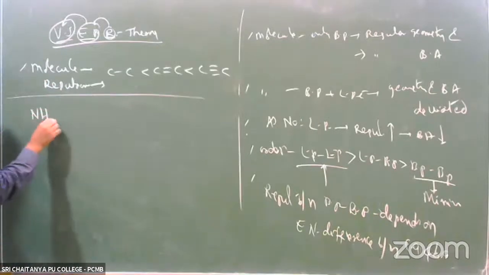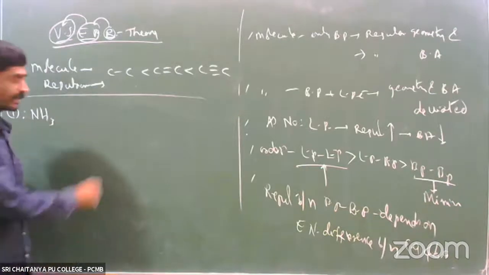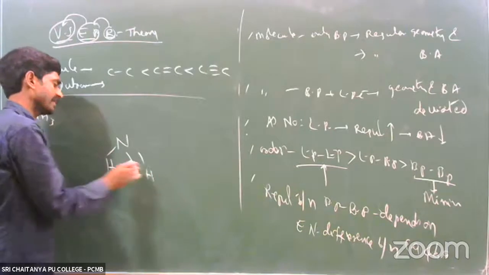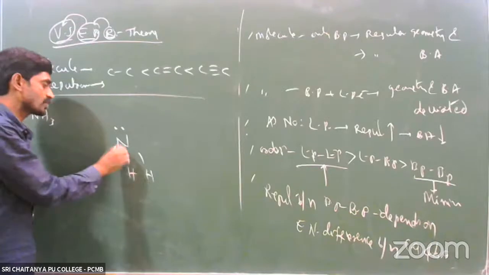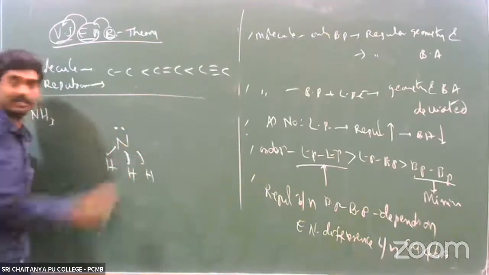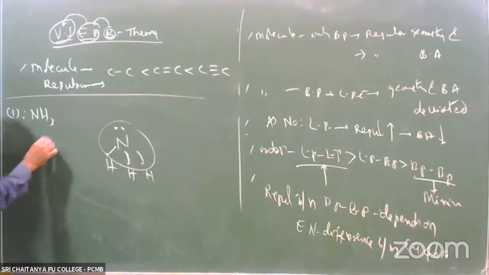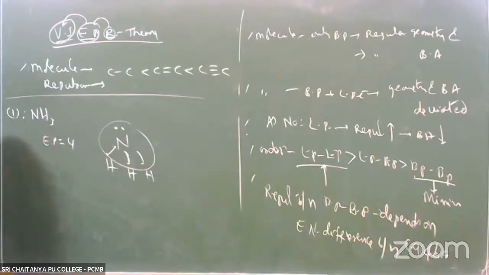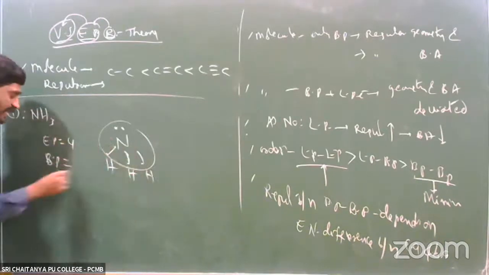For example, VSEPR theory is applied first to the ammonia molecule. Here, three hydrogens are there and one lone pair is there. Nitrogen has 5 valence electrons, so 1, 2, 3, 4, 5. Hydrogen has 1 electron, right? Now, around the central atom nitrogen, how many electron pairs are there? 1, 2, 3, 4. Four electron pairs are there around the central atom. Among that, how many bond pairs are there? This one pair, this one pair, this one pair. So three bond pairs are there.